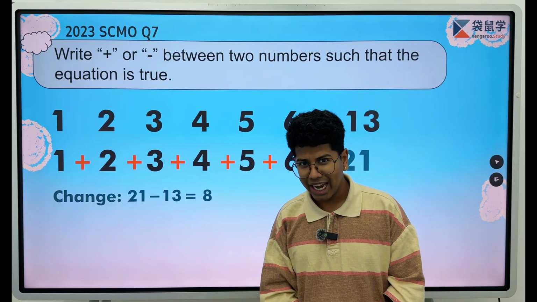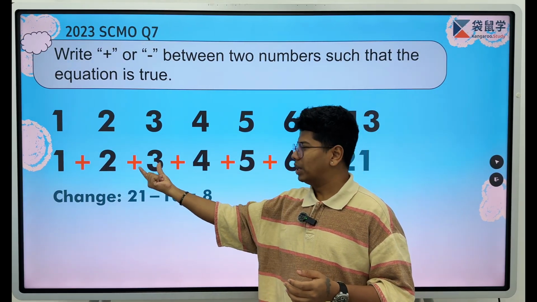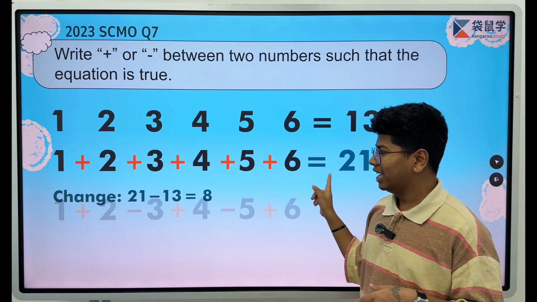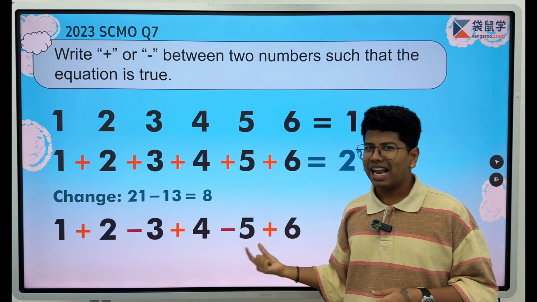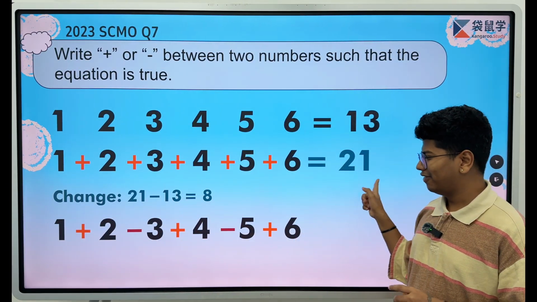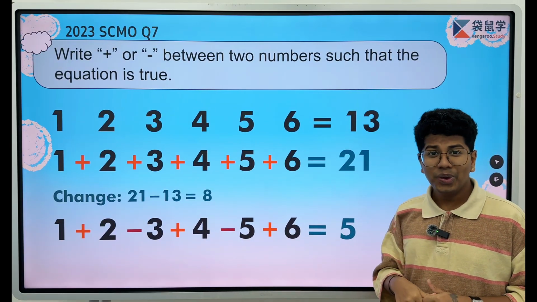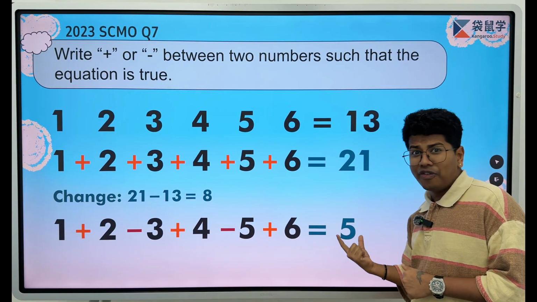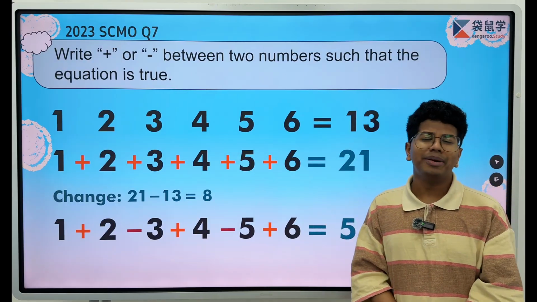But is that okay? Let's just check one. Let's just check if 5 and 3, now plus, I change to minus, what will be the answer? Now let's calculate. You can pause the video and calculate. If you calculate, the answer is 5, not 13. So if I remove 8 from this 21, the answer will be 5, not the 13 that we are looking for. So how much should we remove?